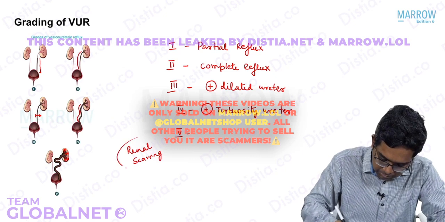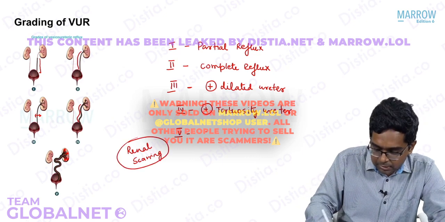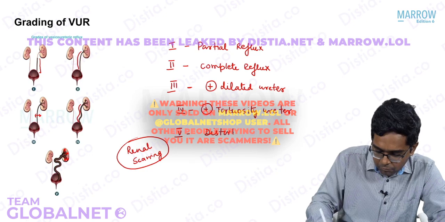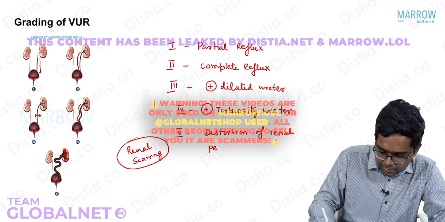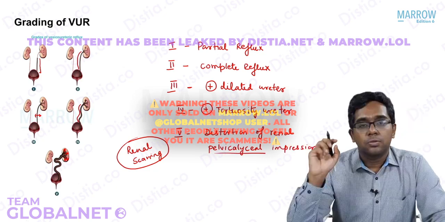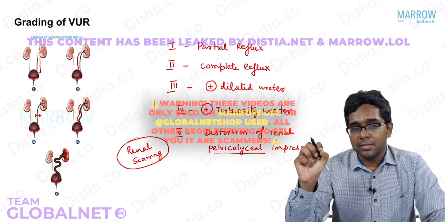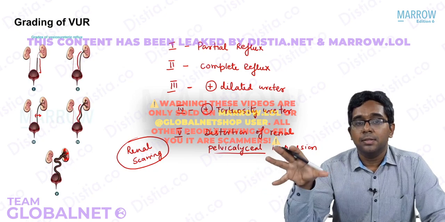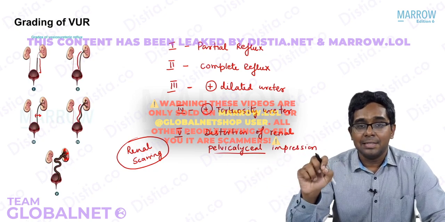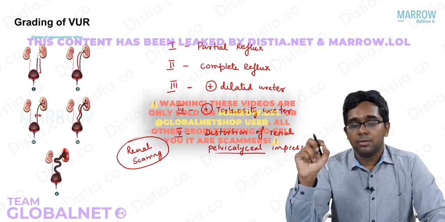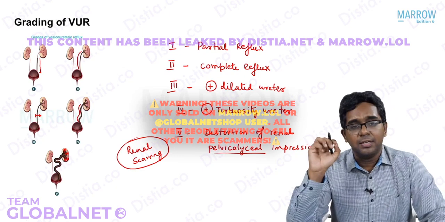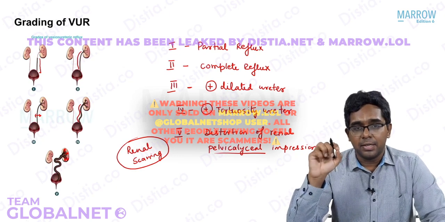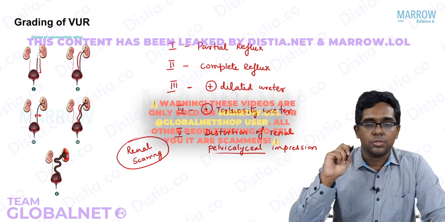And how is it typically identified on the MCU? There is distortion of the renal pelvicalyceal impressions. Okay. So the simple meaning is that the reflux is occurring so severely that it goes through the pelvicalyceal areas and enters into the renal parenchyma, thereby causing distortion of the impressions at the pelvicalyceal system. Okay. So these are the 5 grades of vesico-ureteric reflux. This grading is done with the help of micturating cystourethrogram.